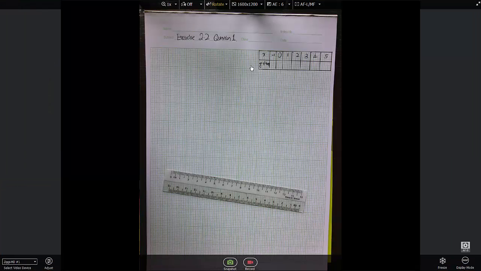Okay, today I'm going to do exercise 2.2 question 1. This question I'm going to do with the French curve. Later on I'll also do another video using the curve ruler. So without much further ado, let's start.